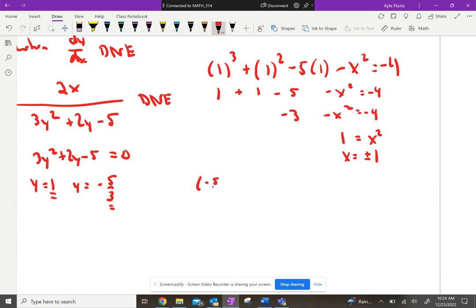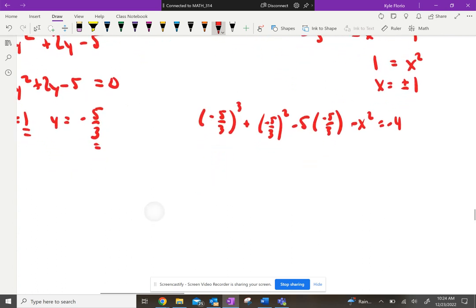So it's going to be negative 5/3 cubed plus negative 5/3 squared minus 5 times negative 5/3 minus x squared equals negative 4. I worked it out, leaving everything as a fraction. You guys want to just do it that way, or do you want me to just tell you that it's plus or minus 3.237? No, let's work it out.